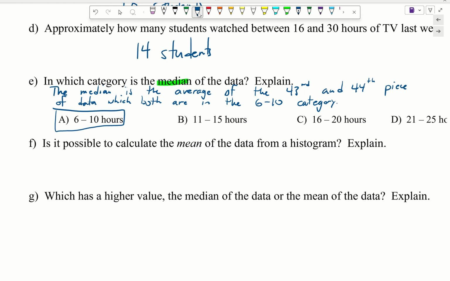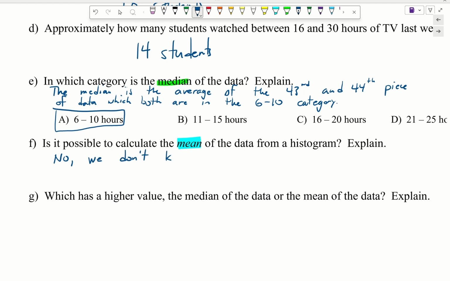All right, the next question. Is it possible to calculate the mean? So what you got to remember is mean is the average, which is where we're going to add up all the numbers and then divide by how many numbers there are. Well, in this case, we do know how many numbers there are, but the problem we run into is we don't know what the actual pieces of data are. So in this case, we are not going to be able to calculate the mean. So we're going to go ahead and say, no, we don't know the exact data.